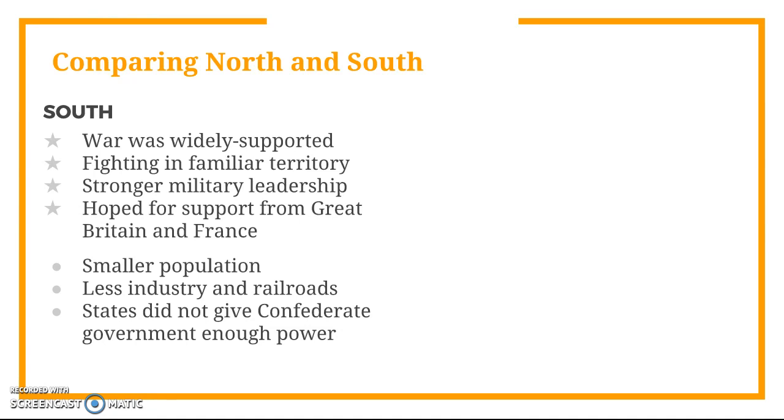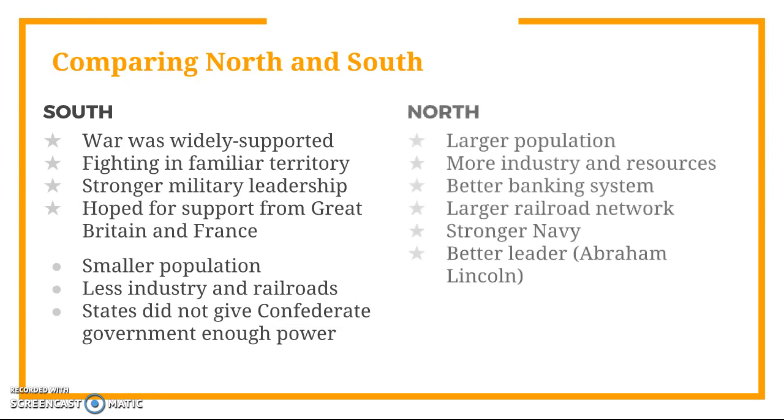There was some infighting, and each state really sort of just looked out for itself before it looked out for the Confederacy as a whole, and this would limit the amount of impact that the Confederate government could have. Now, if we look at the North, it had a much larger population than the South. As we just talked about, they also had more industry and resources, as well as a better banking system, so they were better prepared to finance and pay for the war, and a larger railroad network.